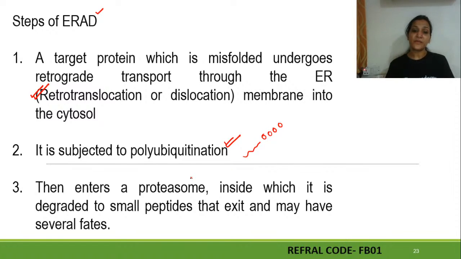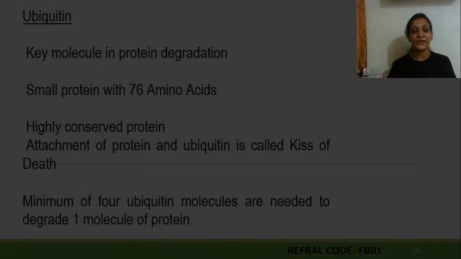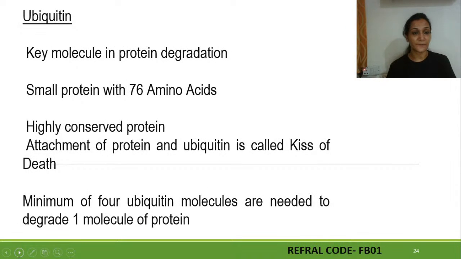So when there will be so many ubiquitin, minimum 4, there can be many ubiquitins, and it is attached to your polypeptide, it will enter into a proteasome, inside which it is degraded into small polypeptides that exit and may have several fates. So when it is degraded, it will have several fates. Many things can occur with it.